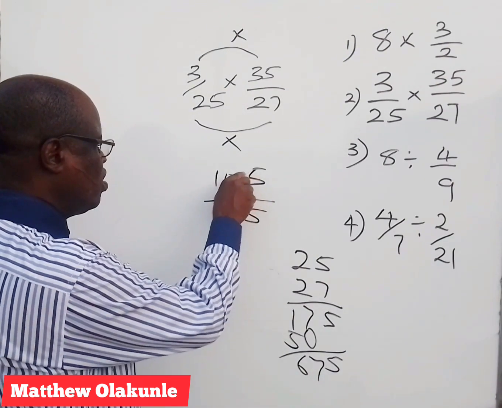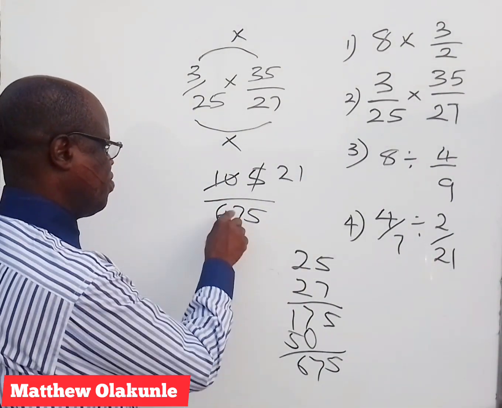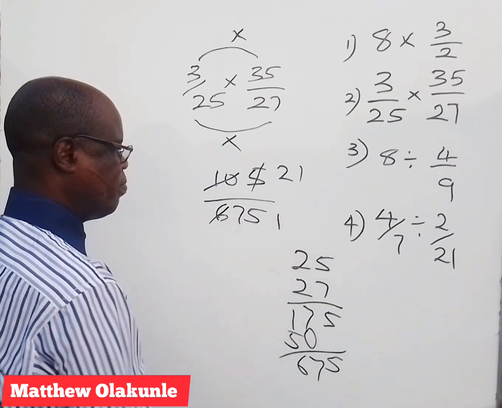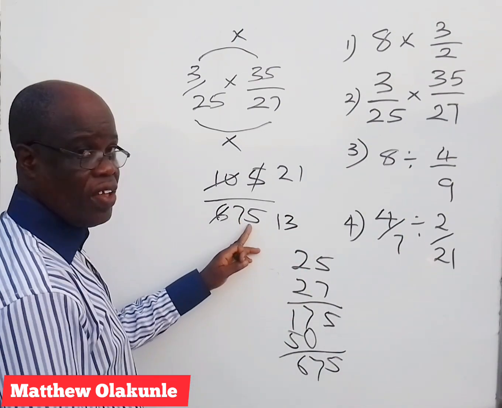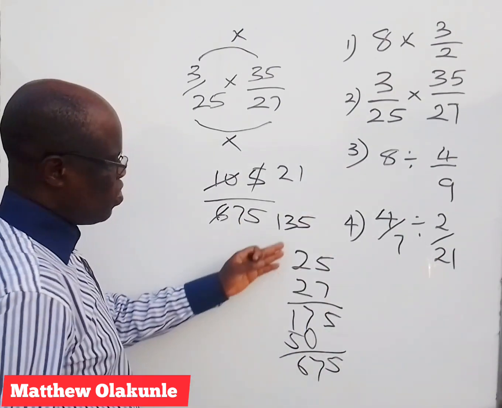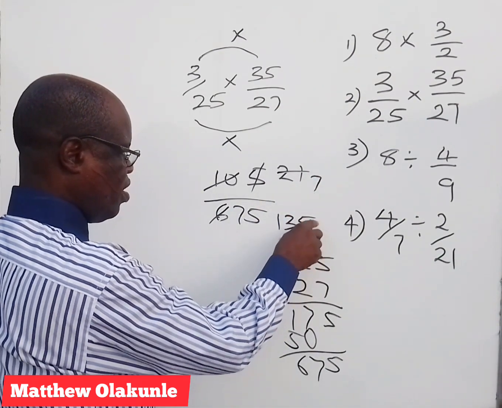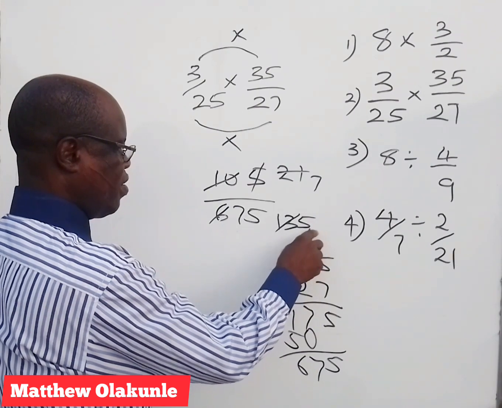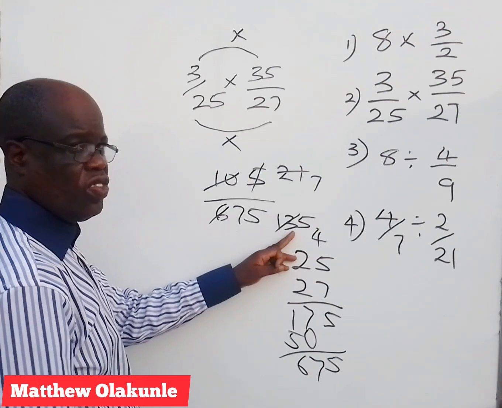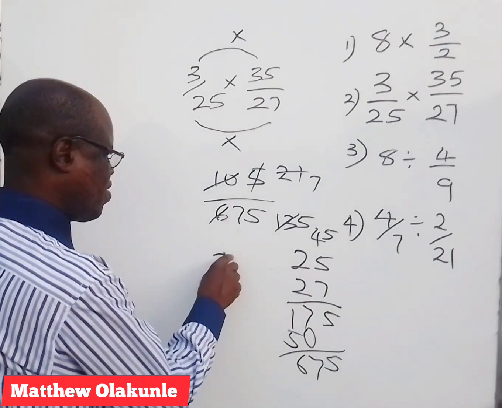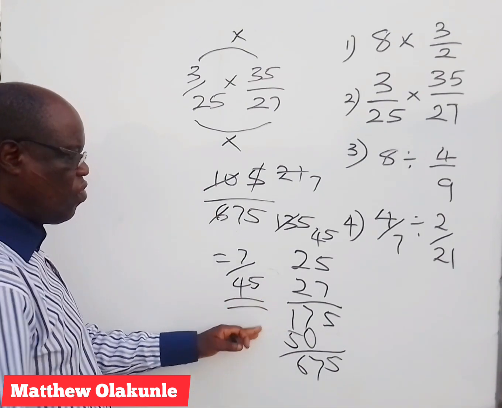So 5 can go in 10, 2 times, in 5, 1 time. 5 can go in 6, 1 time. 5 in 15, 3. That's 5 in 25, 5. So if you look at it again, 3 can go. 3 in 21, 7. 3 in 15, 5. So the answer here is 7 over 45.